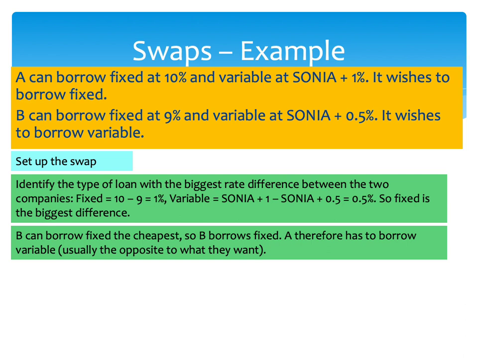Now we need a fixed and a variable loan, so if B is borrowing fixed, then A has to borrow variable. Now you'll notice that that is the exact opposite of what these two companies want.